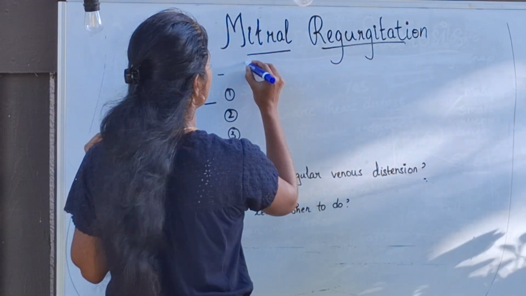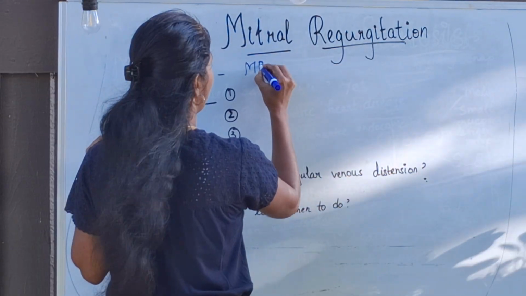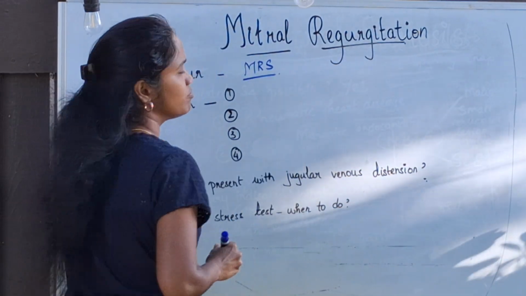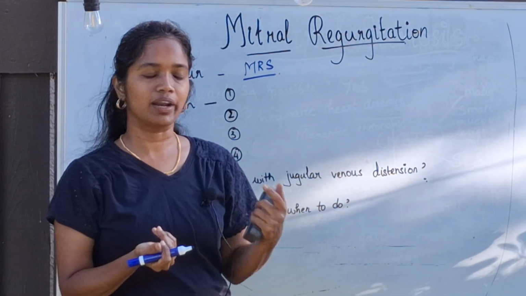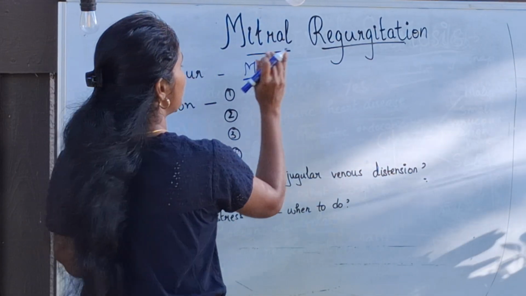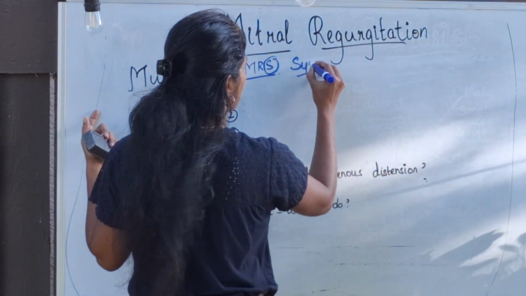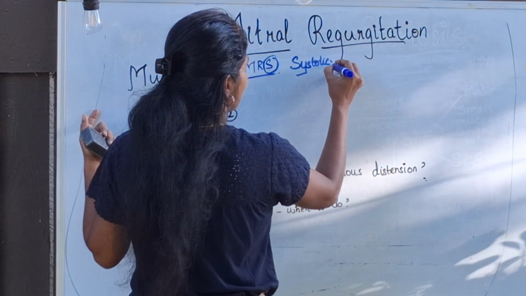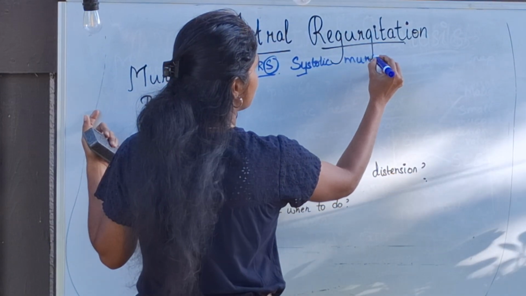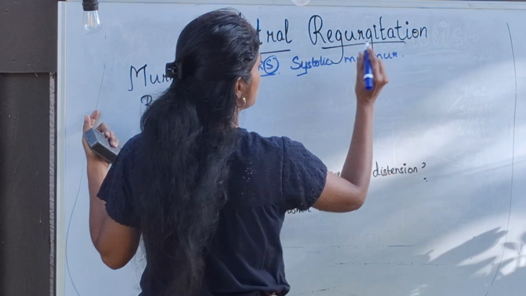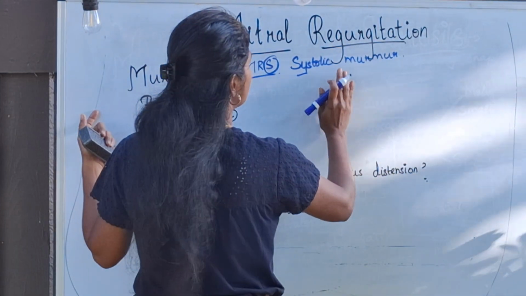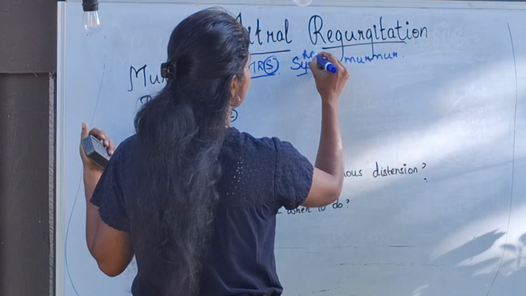In mitral regurgitation, MR, I remember it as MRS. That's a common word, right? Therefore, the murmur seen in mitral regurgitation is the systolic murmur. So it is generally a holosystolic murmur.